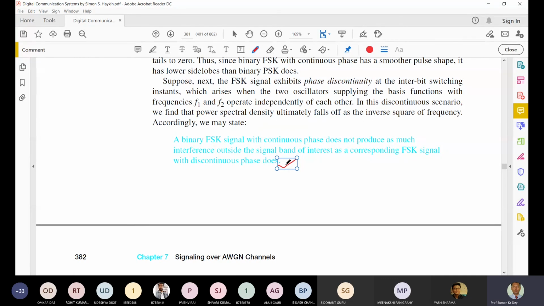The advantage of continuous-phase FSK is gained at the expense of increased system complexity. That means the complexity of the system will increase if we want to design a system with continuous phase. The discontinuous phase system we can easily design, but designing a continuous phase system makes the system more complex.